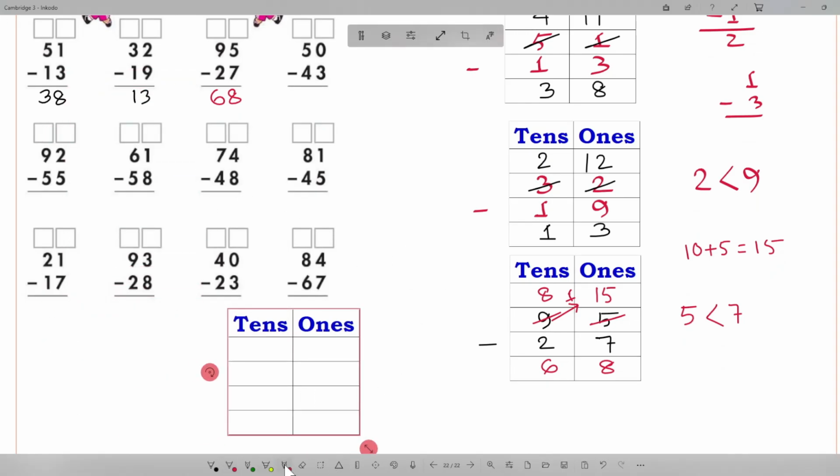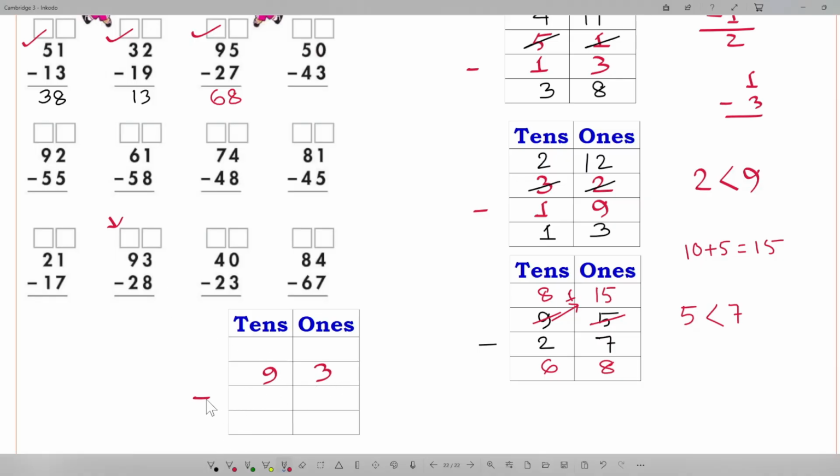Now we will make 93. So 9 is the tens and 3 is the ones. Minus 28. So 3 is less than 8, right? So this 3 becomes 13, and this 9 becomes 8. So 13 minus 8 will be 5, and 8 minus 2 will be 6. So 93 minus 28 will be 65.